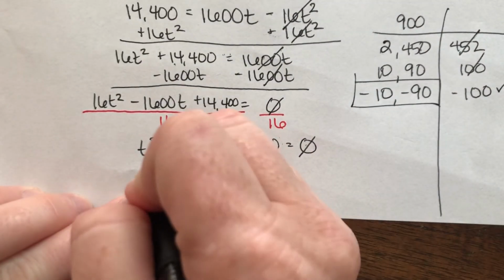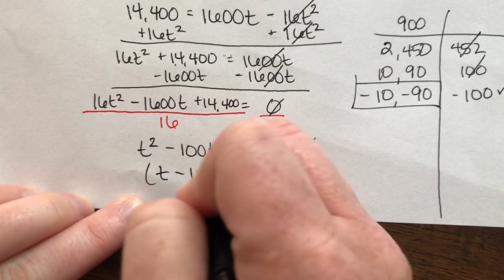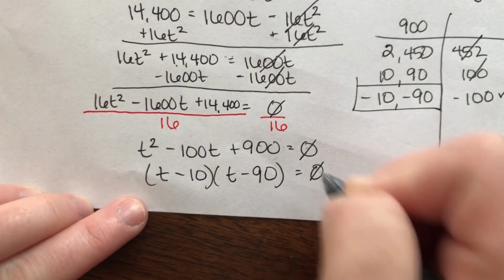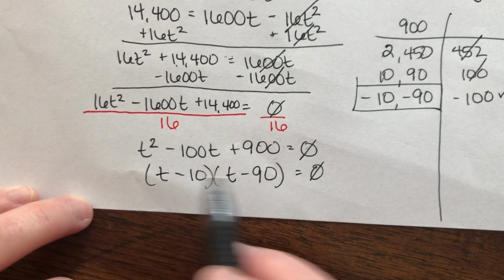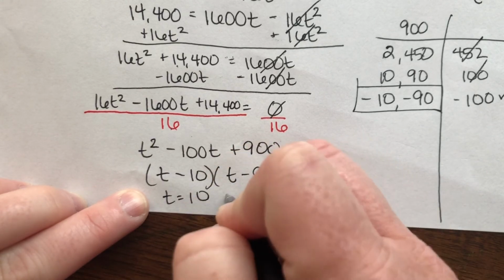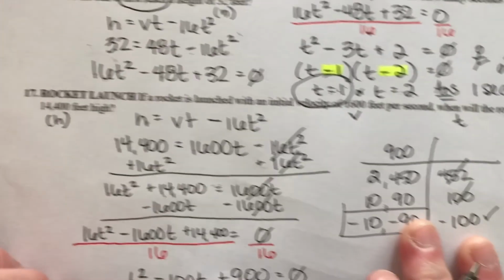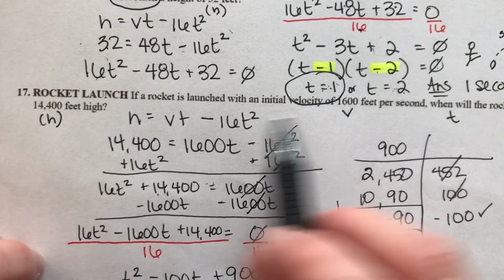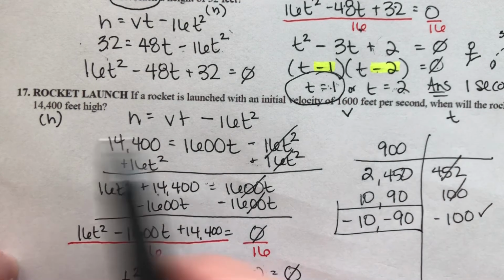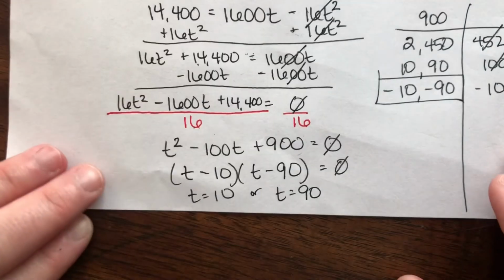Okay, so I'm going to have t minus 10 times t minus 90 equals 0. And when I solve for both of those, I get either t equals 10 or t equals 90. So what was the question? When will the rocket be 14,400 feet high? The rocket will be that high.